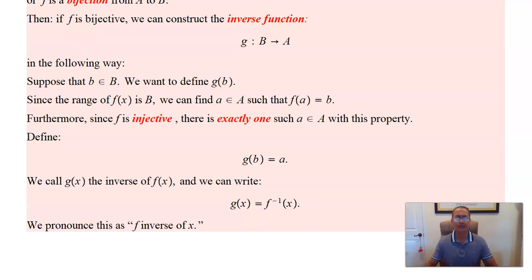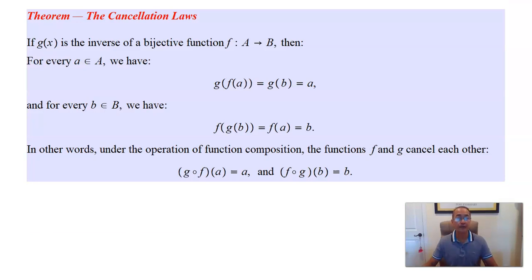If you're not comfortable with that, think of g as the reverse function. When you think of reverse, there's no multiplication involved, no division involved. You're reversing what f does from A to B. Based on this construction, we get what are called cancellation laws or properties involving these two functions, f and its inverse g.